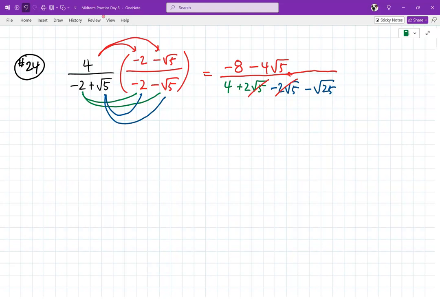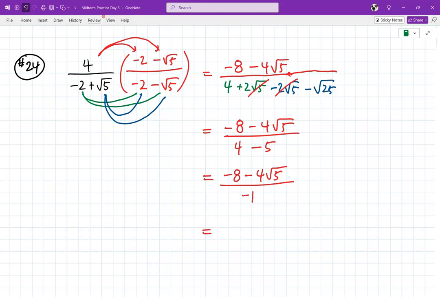So here we go. On top is -8 minus 4 radical 5 over, this is 4 minus square root of 25, which is 5. So that's -8 minus 4 radical 5 over -1. Don't leave it like this. The -1 divides both of these numbers by a negative. That means this is going to become positive. The -8 will become positive. The -4 will become positive. So your final answer will be 8 plus 4 radical 5.